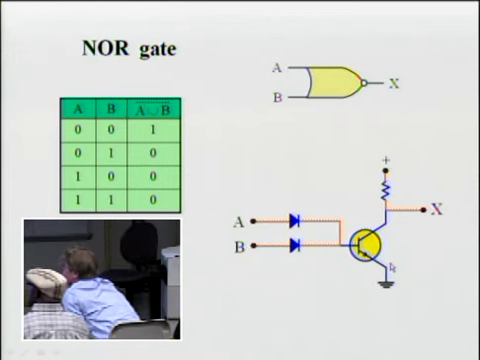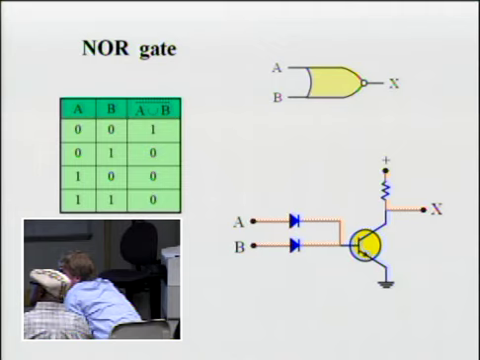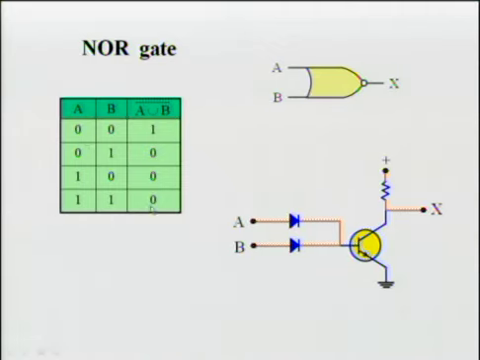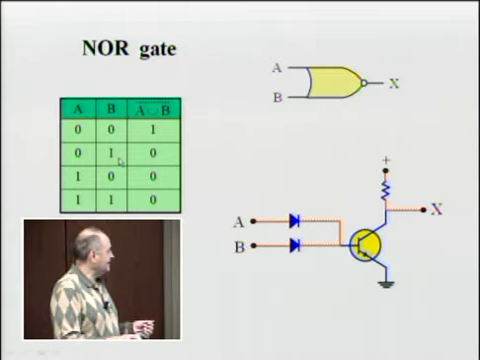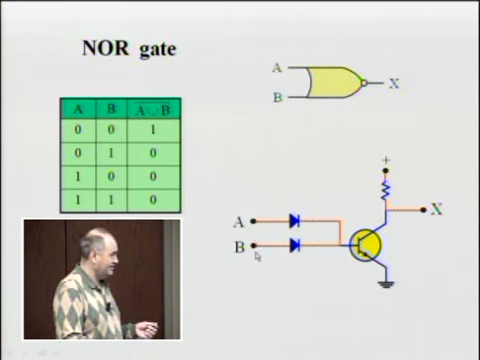Well, so far we haven't seen the function of a diode. Now I jump from the first row to the last row, because these are the situations where the diodes were not needed. However, let's now consider this line. Input on A is low and on B is high.